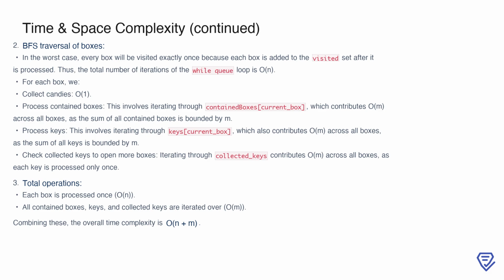First, collecting candies is an O(1) operation. Then, processing contained boxes involves iterating through all the boxes inside the current one and contributes m time across all iterations, since the total number of contained boxes is bounded by m. Similarly, processing the keys found in a box also contributes m time in total. Finally, checking collected keys to unlock additional boxes also sums to m. When we combine these, processing each box takes O(1) for candies and m across all iterations for contained boxes, keys, and collected keys. Adding the n for the boxes themselves, the overall time complexity is O(n + m).